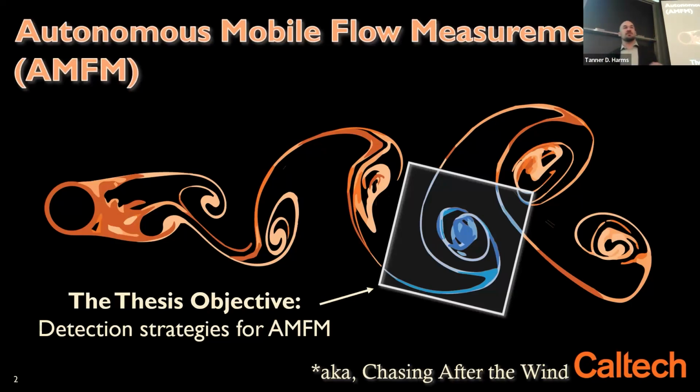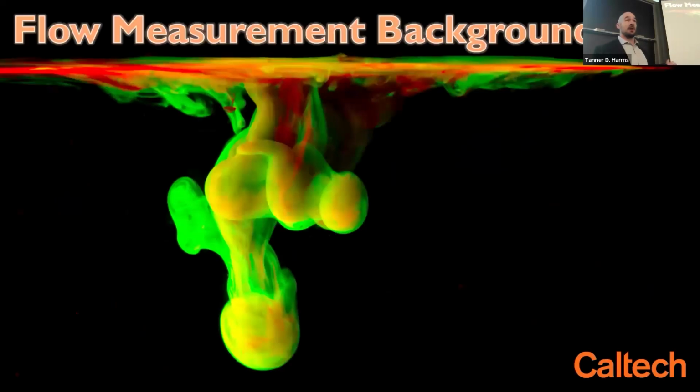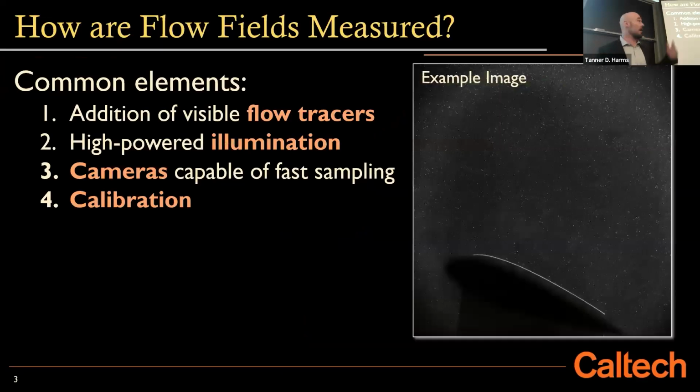But before I get into more specifics about that, I want to give a little bit of flow measurement background for those of us that are not digging in the trenches, so to speak, of fluid mechanics experimentation. So how are flow fields measured? This is a sample image over here of an experiment that we've conducted. I shouldn't say we've conducted. This was actually conducted by Maysam Shemai before I got here, and I analyzed the data later on.